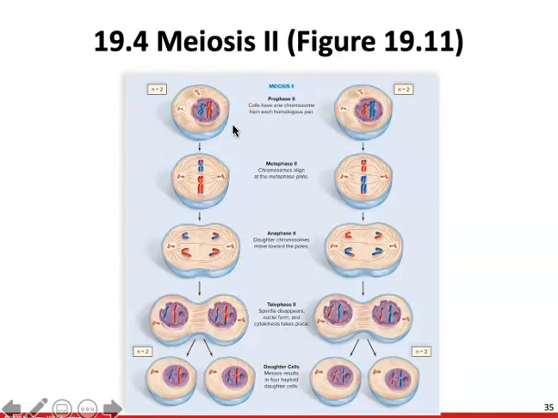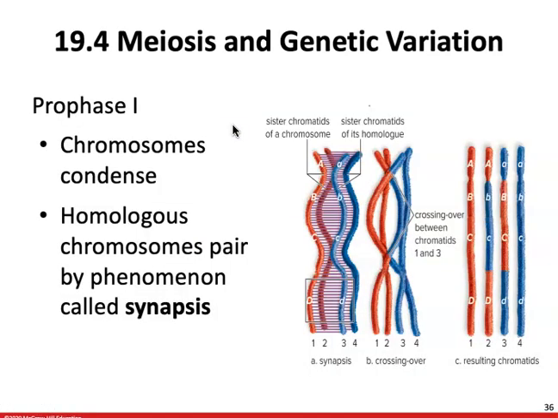But first, I want to talk about the interesting aspects of meiosis, specifically meiosis and genetic variation. Genetic variation is going to be introduced a couple of different ways. This is pretty exciting. So it's going to be introduced a couple of different ways during the stage of meiosis. The first way is going to be through prophase 1.